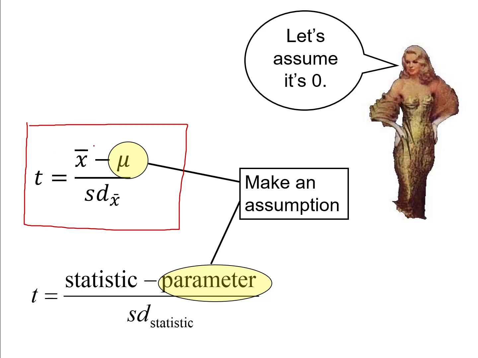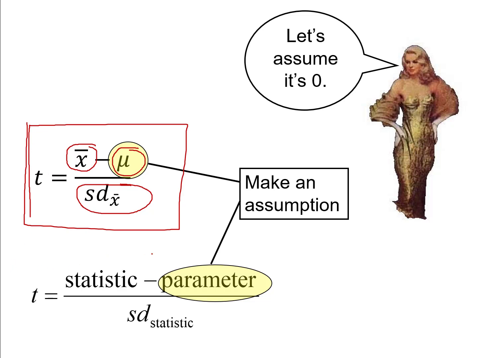We could take the mean from our sample, x bar, and subtract from it the true population parameter, which we're simply going to assume is equal to 0. And then we divide that by the standard error of the mean, which we estimate based on our sample size. And voila, there we go. We can calculate our t-value.